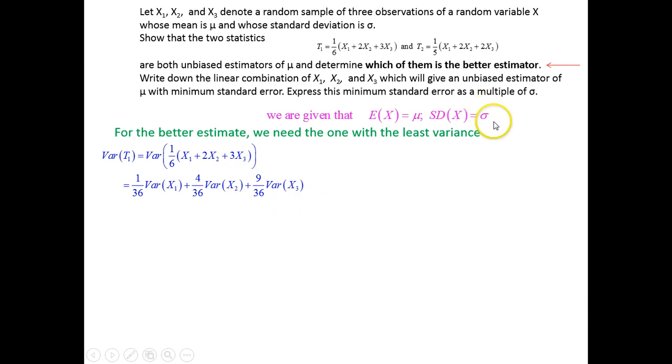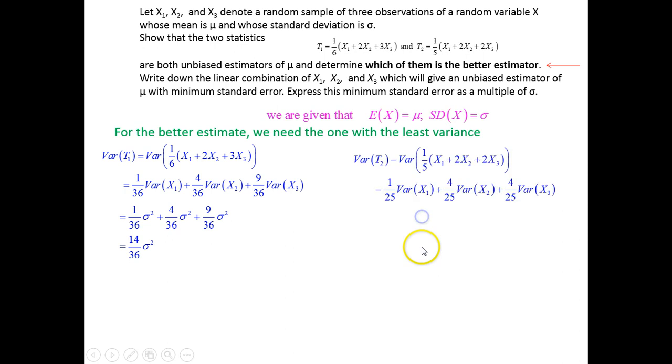Each variance is sigma squared, as sigma is the standard deviation. So the variance of x1 is sigma squared, x2 is sigma squared, x3 is sigma squared. Add those up and we get 14/36 sigma squared for the variance of T1.